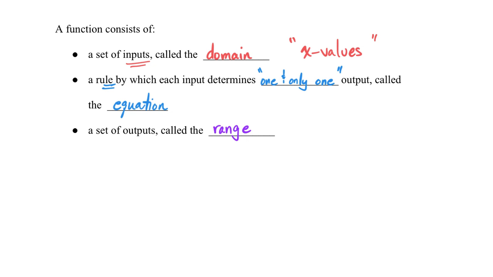Okay, last bullet. We talk about a set of outputs. Your outputs are called the range. That is review from grade 9. We just remembered that for a generic relation, we're talking about y values.